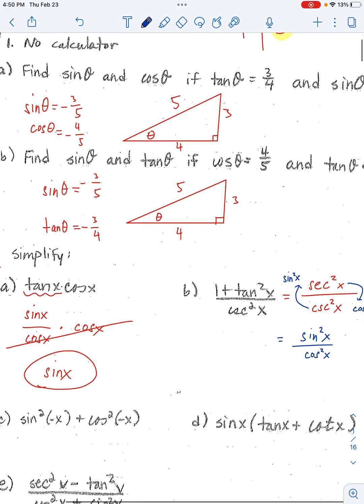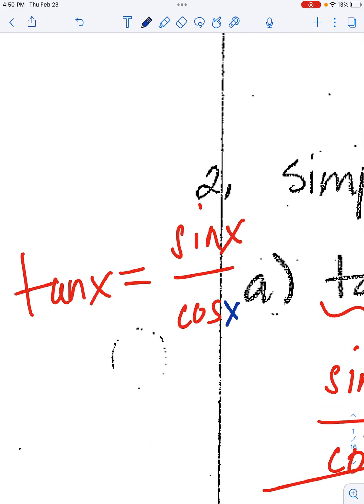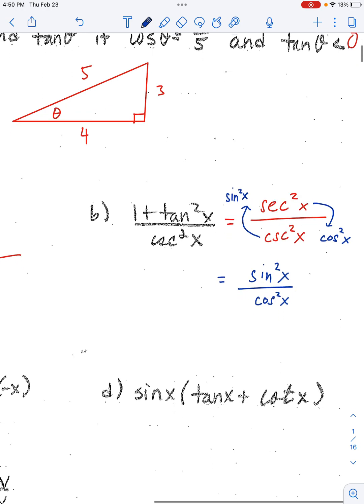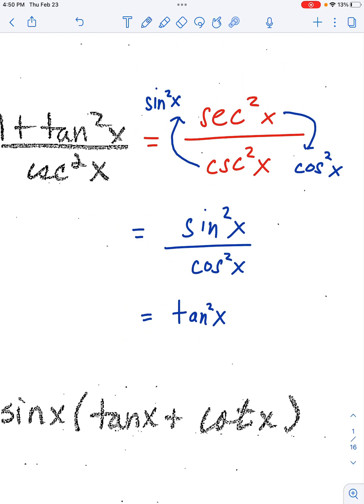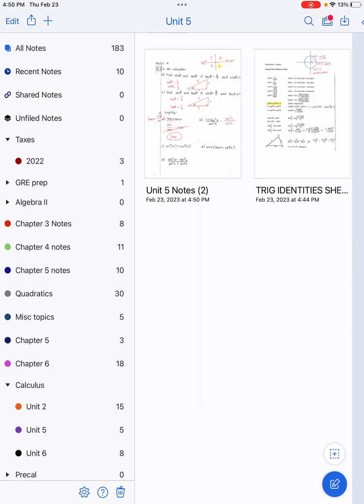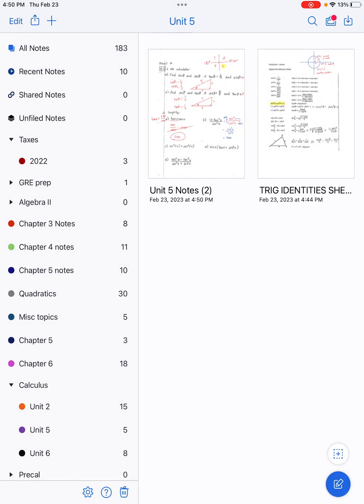All right? And again, let's go back to this identity right here. Sine x over cosine x equals tangent x. Similarly, sine squared x over cosine squared x equals tangent squared of x, okay? So I'm just making some of these leaps from line to line. I'm making pretty much all of them just with my identities worksheet here, okay?